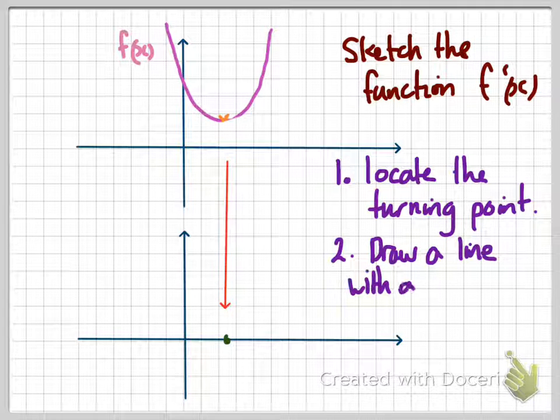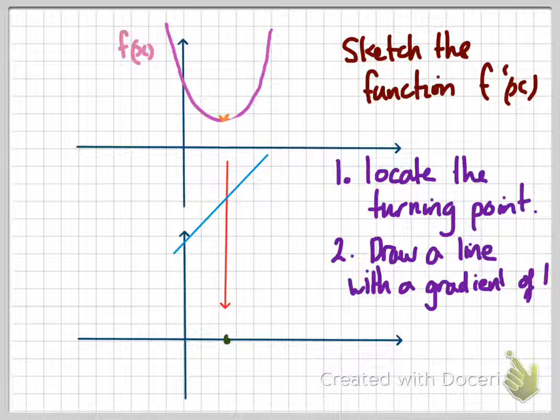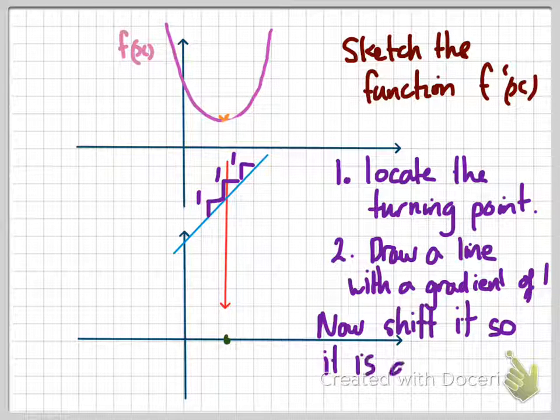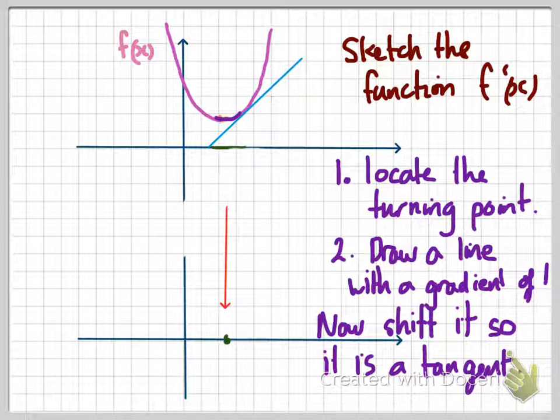Then draw a line with a gradient of 1. Do it anywhere on your page. It's got up one, along one. Now shift that, make a parallel line so it touches the curve as a tangent. That means it touches in one place. Find out where does it actually touch that curve. Right there. That means it has to be 1 high. That's why that green dot is on 1, because the gradient was 1.